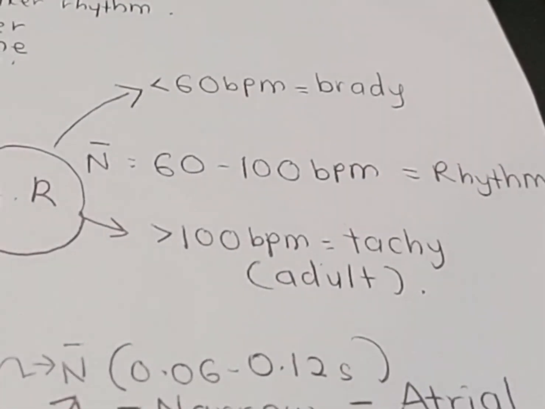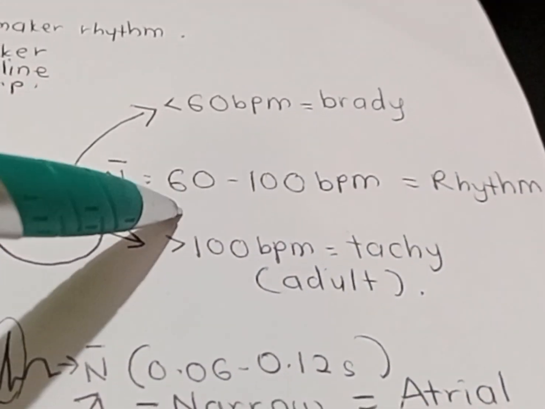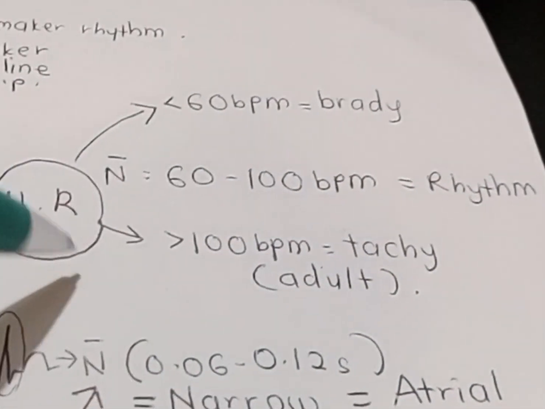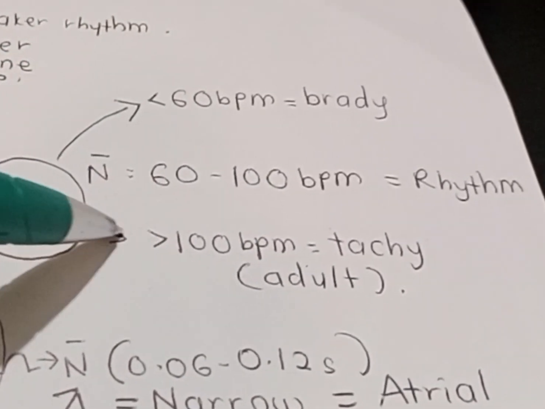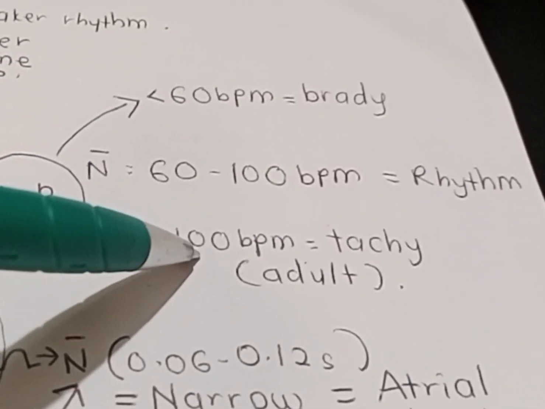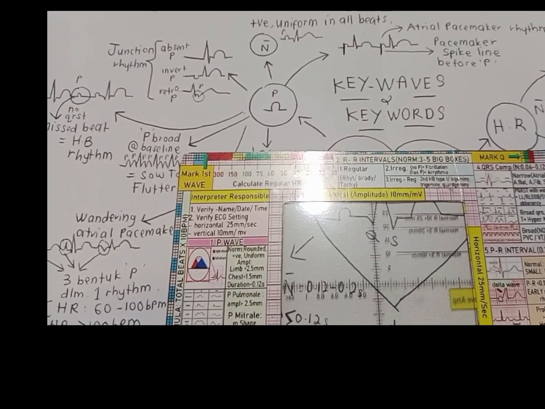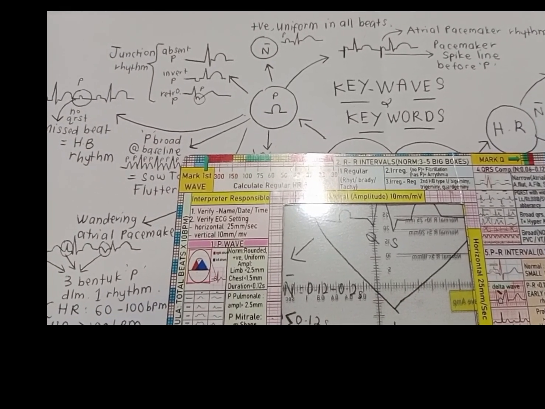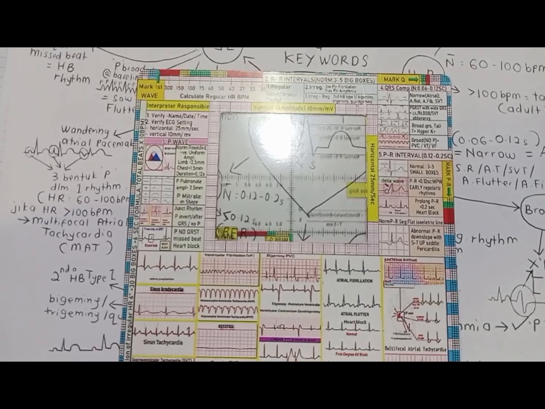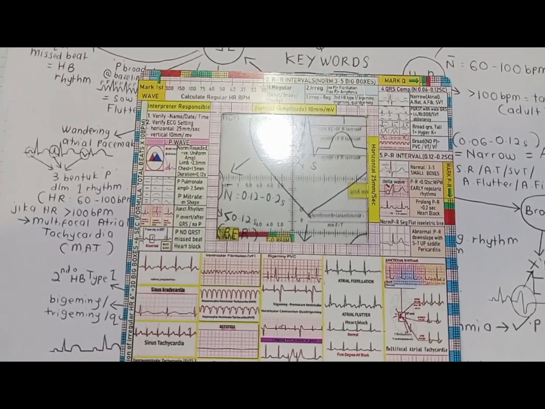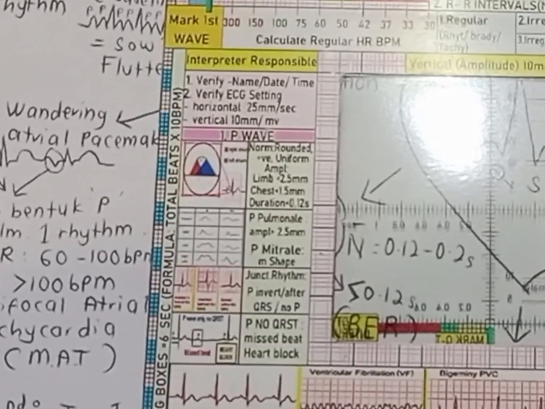Now heart rate, we divide into 3. The normal heart rate is 60 to 100 beats per minute. The brady heart rate is less than 60 and the tachy heart rate is more than 100 beats per minute. It's easier for us to get the answer if we know the keywords and key waves of the ECG. What I have shared today about key waves and keywords includes the key ECG waves and scale.